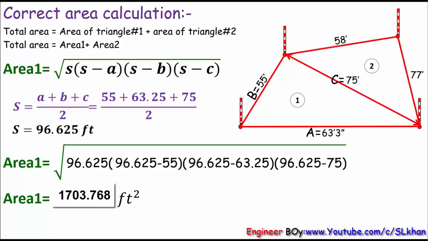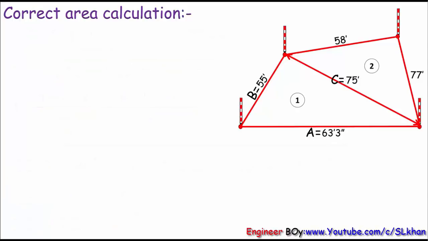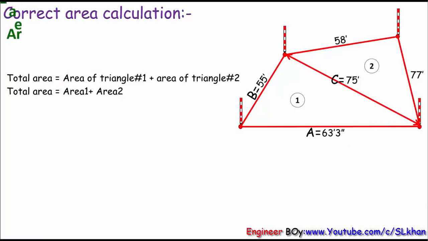Now let's calculate the area of the second triangle, and of course we'll do the same thing as we did for the area of the first triangle. When you do the calculation for the area of the second triangle, you should end up with an area equals 2036.026 square feet.